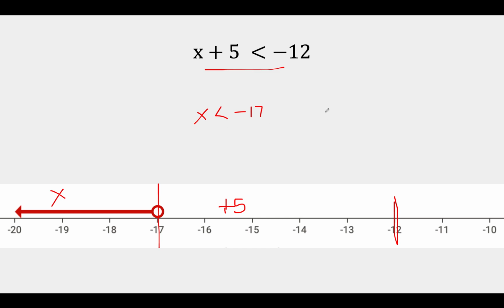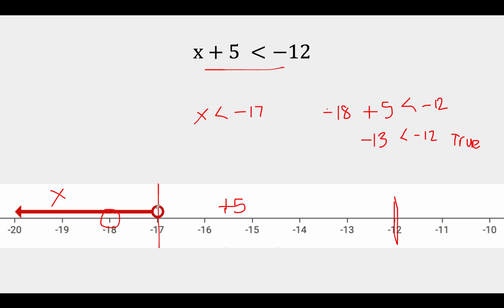So, for example, if you were to plug in a negative 18, if we were to pick that number, plus 5 is less than negative 12, is this statement true? Is negative 18 plus 5 less than negative 12? Well, negative 18 plus 5 is going to give us negative 13. Is negative 13 less than negative 12? Yes, it is. So the statement is true. So we know that we have the correct range of numbers.